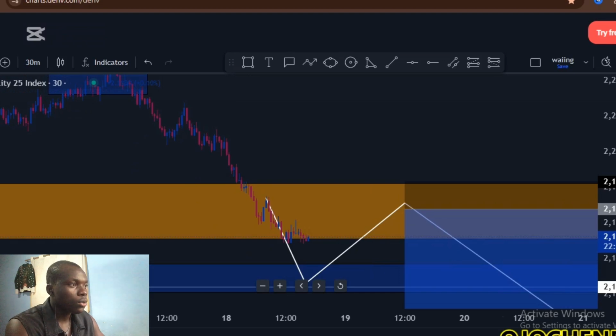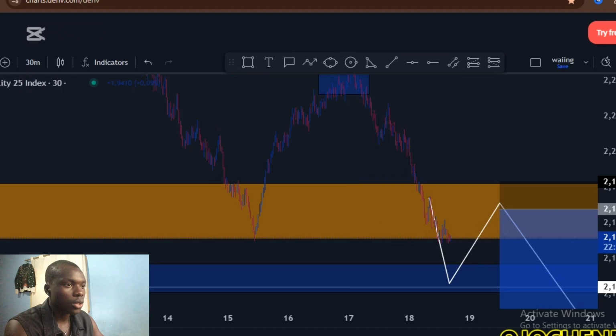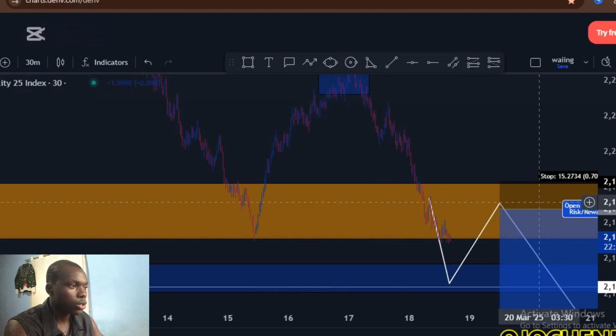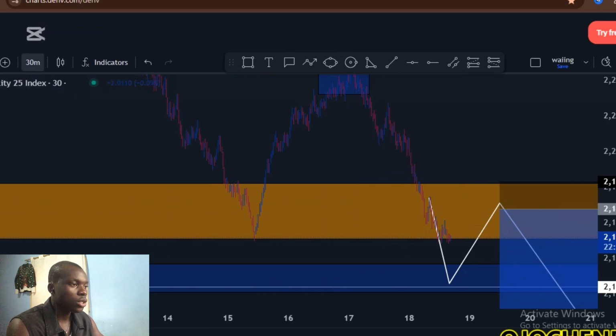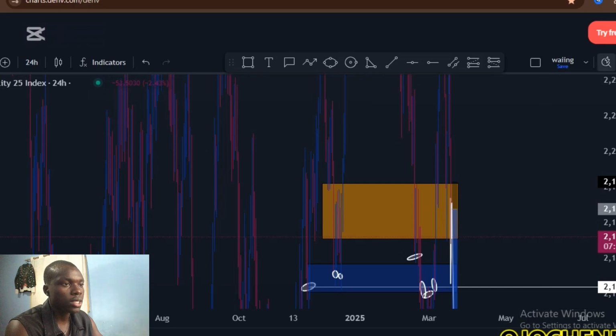So on the volatility 25 index, we are on a sell, sorry to say. So let's go to the 24 hour, and I'm going to use a new setup for you here. So I'm going to use a new template, the main template I made the analysis on. So I'm going to use that one so you can understand what it is here.